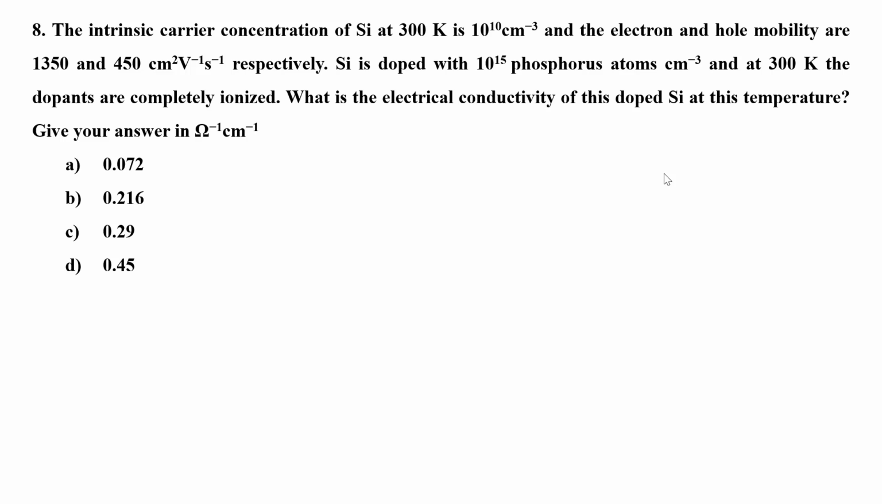So initially we had seen conductivity equations for the undoped silicon, that is, the intrinsic values. So here we have to find out the electrical conductivity of doped silicon. For that we have to find out the new carrier concentration. Once you get the carrier concentrations, you can find out the conductivity.